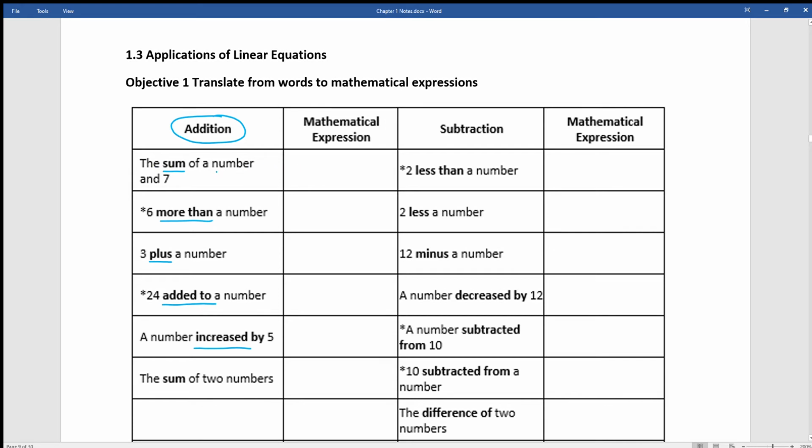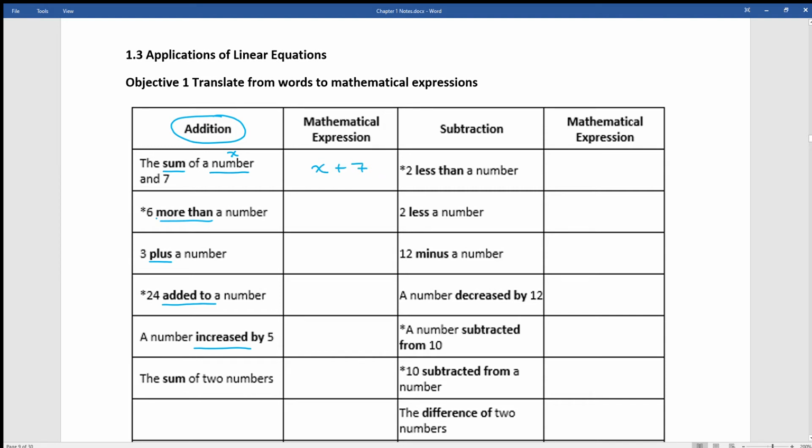Anytime you see the word number, that means your variable. That's your unknown. So you can use the variable x, you could use the variable n, you could use the variable p, you can use whatever you want. So the sum of a number and 7 is x plus 7.